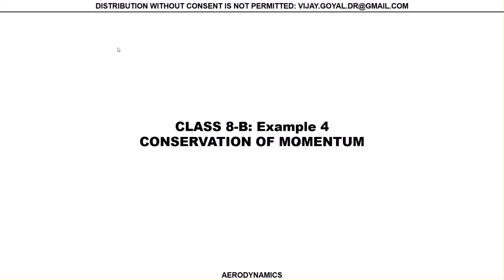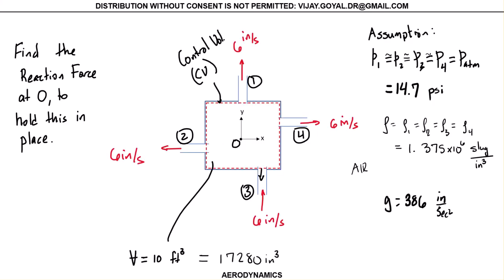This is example number four on conservation of momentum. We're going to continue the previous example that we have been working on. But in this example, we want to know what is the force required to keep this reservoir in place. In order to do that, we have set the contour volume as we previously did.